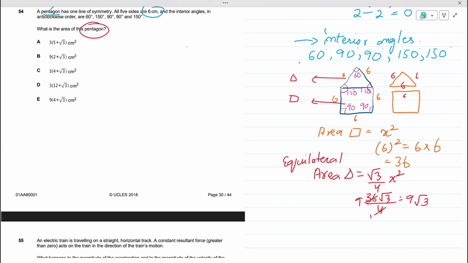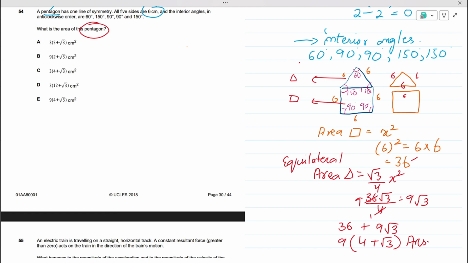So area of square is 36, right? 36 plus, and the area of triangle is now 9 root 3. What I can take common from both values is 9, because 9 fours are 36. And from here 9 has gone out, now only root 3 is remaining. So this is the area of the pentagon we have found.